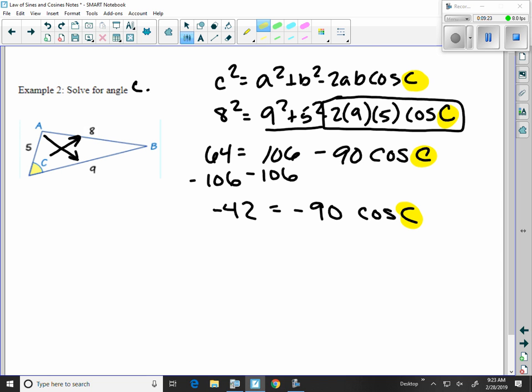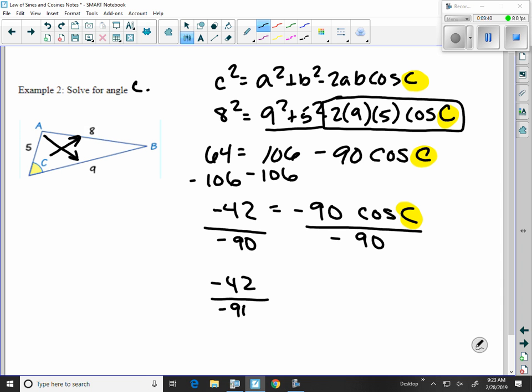Okay, so again, we're trying to get that C alone. Now, that's kind of with the cosine. How can I get rid of this negative 90? How can I move it over? Divide, right? Because these are being multiplied, so I need to divide by negative 90. Okay, I'm still trying to get my C alone. Now, we've talked about this a lot. When we are looking for an angle, what do we have to do in our calculator? So you're going to have to do inverse cosine of your fraction.